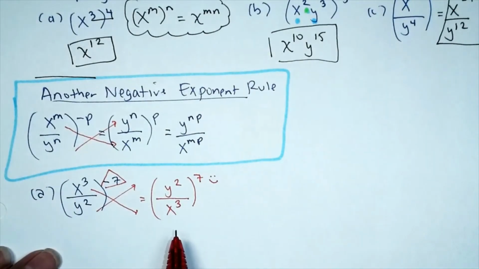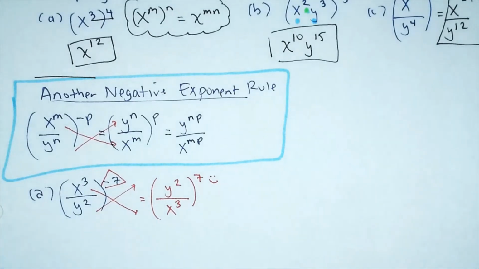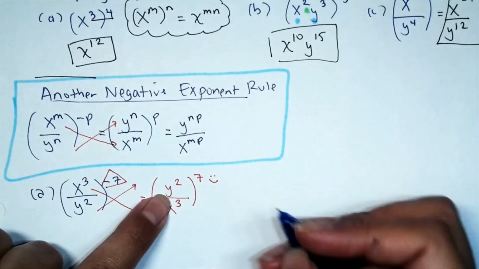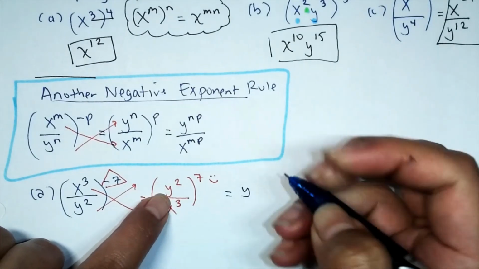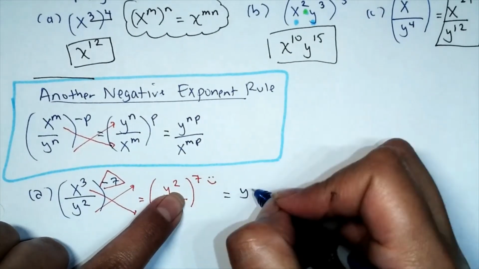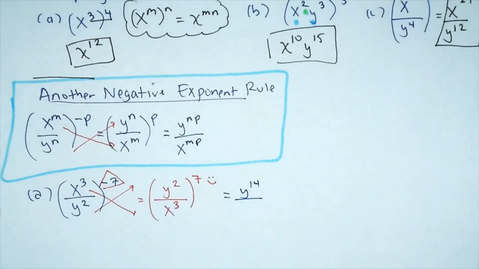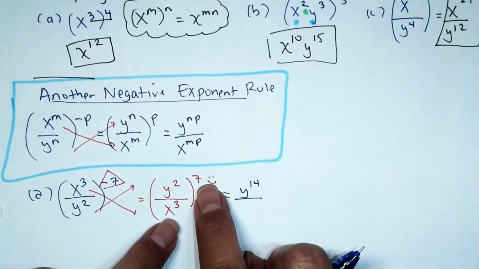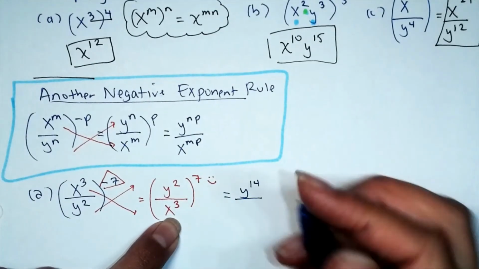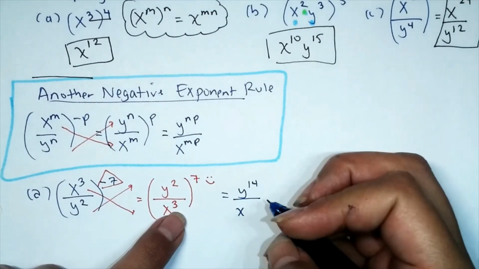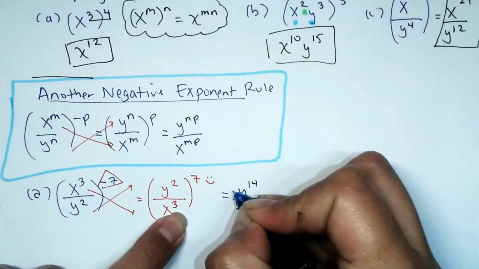So at this point, we bust out the power rule, the one that we said from the beginning. Power rule, when we apply it to the numerator, we keep the base of y and multiply the exponents. So the product of 2 and 7 is 14. Power rule to the bottom, x to the third raised to the 7th power, we're going to keep the base of x and then multiply the exponents.